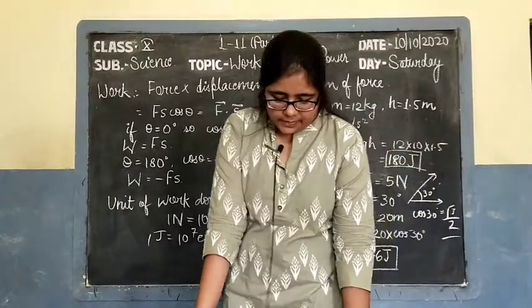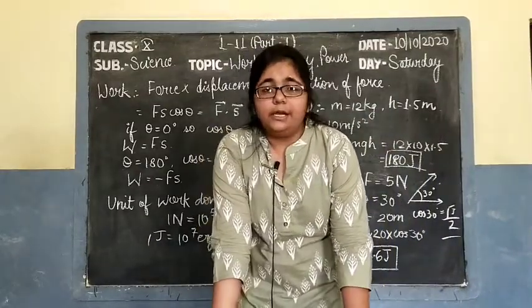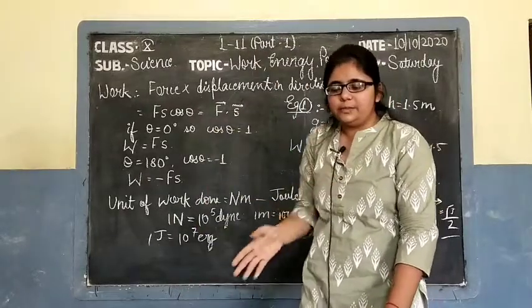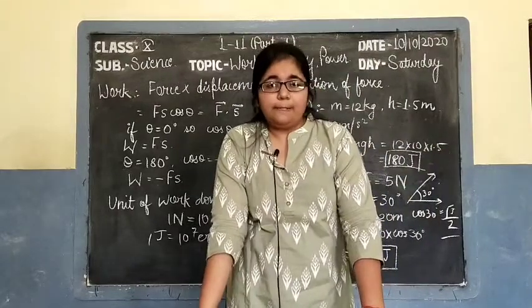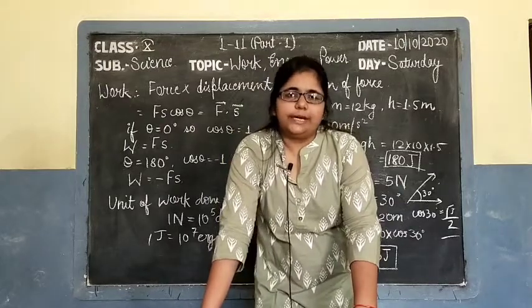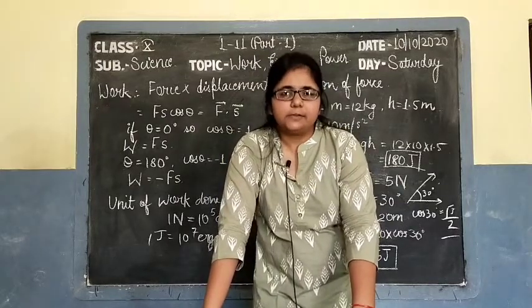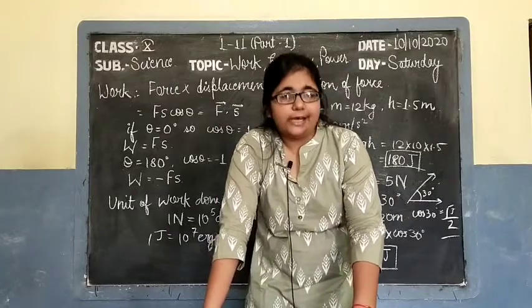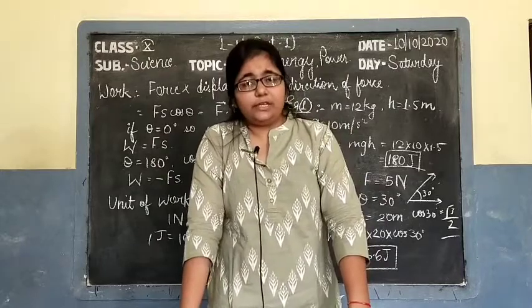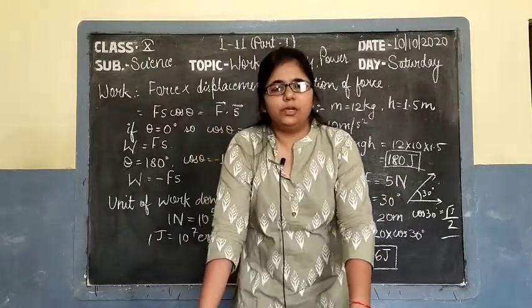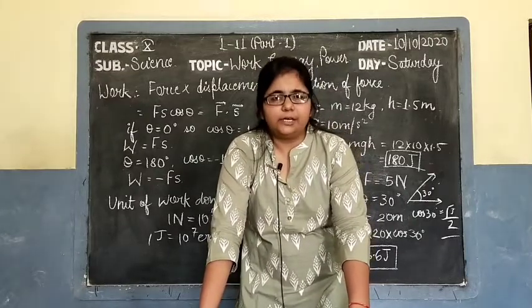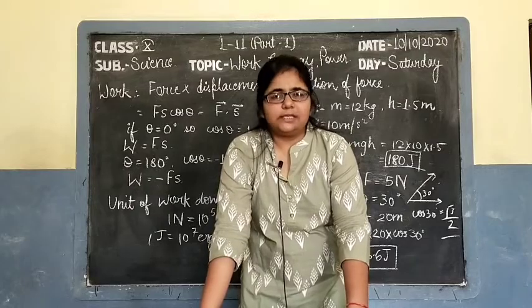So, these were the examples related to work done. And if theta is 90 degree, that means the force and displacement are perpendicular to each other, then cos theta will be 0, as there is no component of force in the parallel direction, the whole force is perpendicular to the displacement. The example of this kind of work done is uniform circular motion. In circular motion, the force is towards the center, that is the centripetal force, and the displacement is tangential.